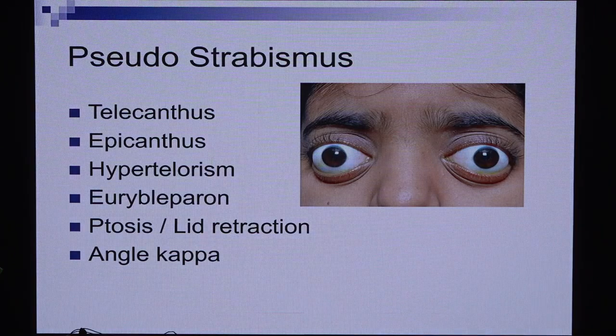Pseudostrabismus is something which we see day in and day out, especially with children who have a wide nasal bridge. Very, very common. The parents come with the anxiety that my child is squinting, and this we have been seeing since birth, and it is gradually decreasing over a period of time. Pseudostrabismus is very common in the OPD. Common causes are telecanthus; epicanthus is the most common cause that we come across.